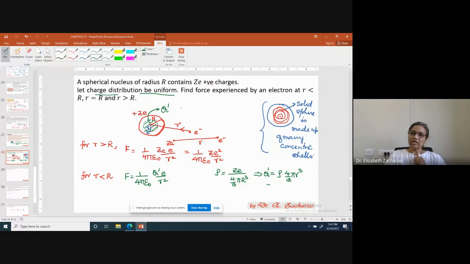Now I can just expand it. I can write ZD divided by 4/3 pi capital R cube into 4/3 pi small r cube. The 4/3 pi cancels. Okay, so I'm just going to use it here. So this becomes 1 by 4 pi.